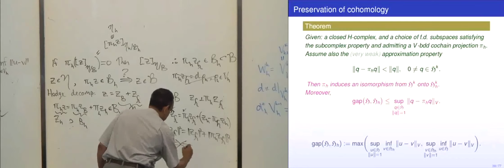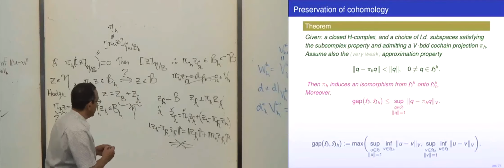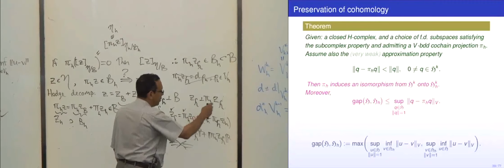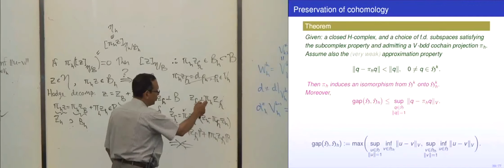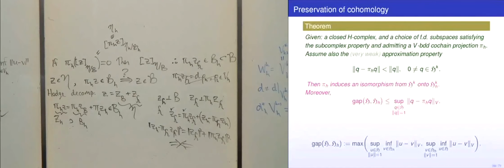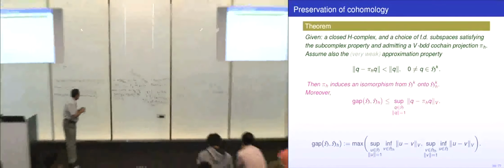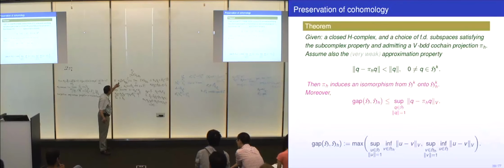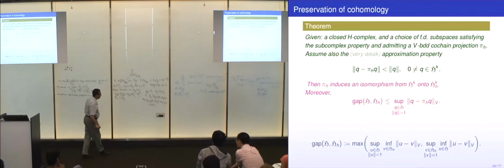Basically, what I'm using at the end is if something is orthogonal to its projection, then projecting it to the subspace doesn't make it any better. But I'm assuming a minimal approximation property. That's where that property comes in. So that rather simple argument shows that the induced map on homology is also an injection and therefore an isomorphism.